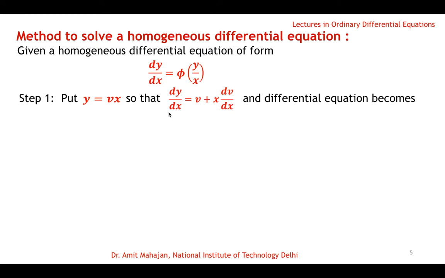So I can substitute this on the left hand side, this on the right hand side, so that the left hand side becomes v plus x dv by dx, and the right hand side becomes phi of v because y by x is v. So I can take this v to the other side, and then I can separate the variable v and separate the variable x.